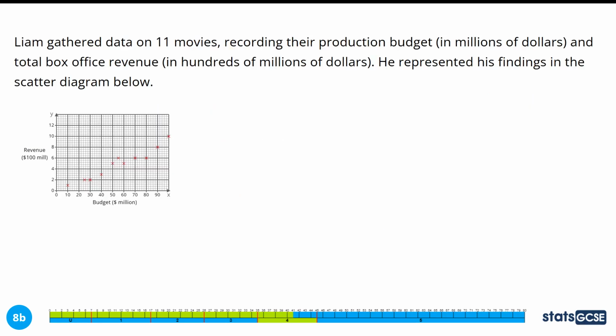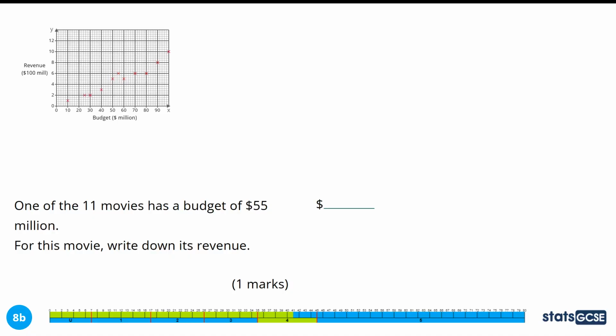Liam gathered data on 11 movies, recording their production budget in millions of dollars and total box office revenue in hundreds of millions of dollars. He represented his findings in the scatter diagram below. One of the 11 movies has a budget of $55 million. For this movie, write down its revenue.